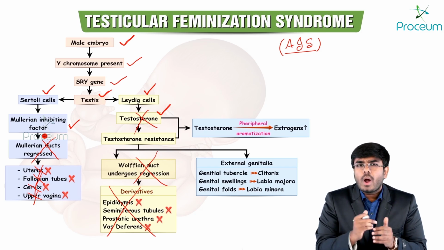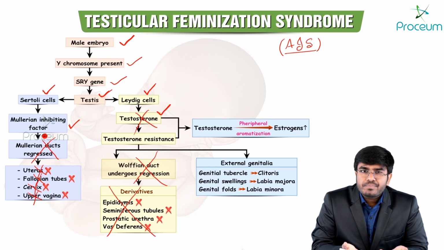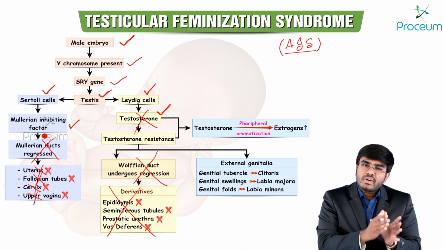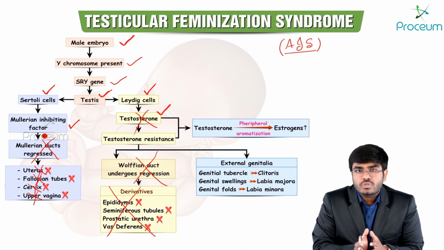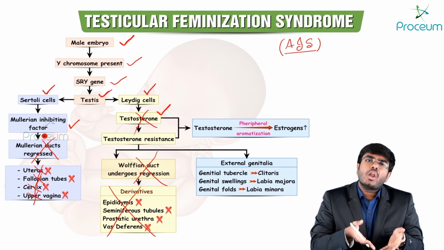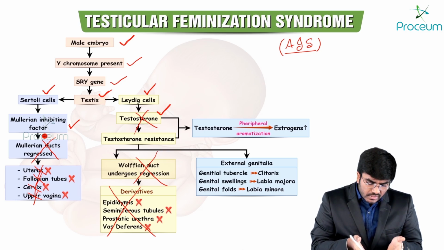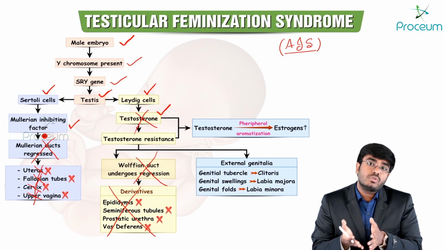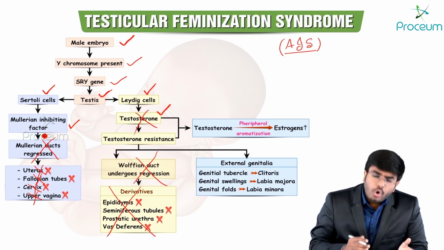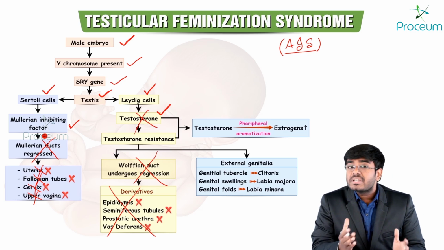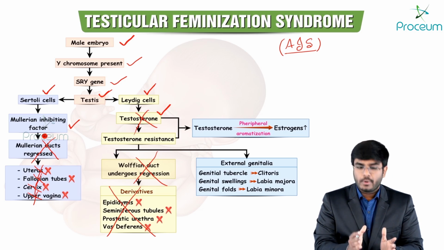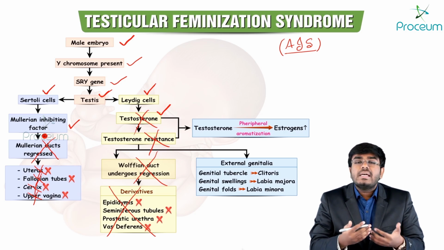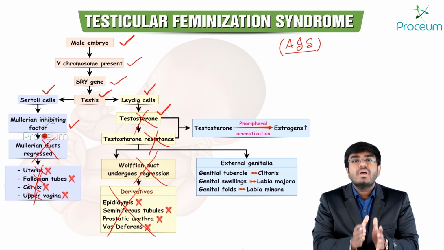Okay, well and good. What about the external genitalia? See, for the development of external genitalia, you need conversion of testosterone into dihydrotestosterone. Here the testosterone is non-functional, and whenever there is non-functional testosterone, it is not going to convert into dihydrotestosterone either. So, if there is no dihydrotestosterone, what happens, guys? By default, whenever there is no functional testosterone, the external genitalia will become female.